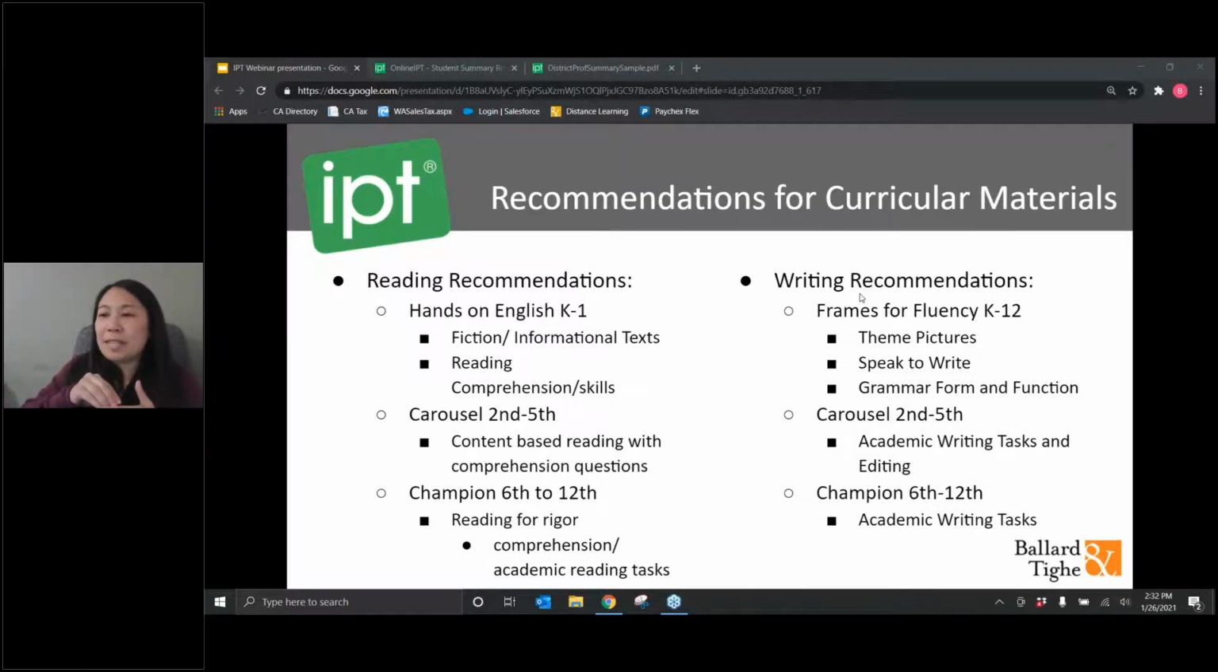So with Frames for Fluency, scope, and sequence, you can do all the activities just on past tense and maybe spend a week on that, and then later say, okay, we've done the past tense, and hopefully you'll see improvement. With Carousel for 2nd to 5th grade, there's academic writing tasks as well as editing. And then in Champion, you're going to see academic writing tasks as well for those middle school, high school students with that rigor. So for example, who, what, where, when, why from a reading.